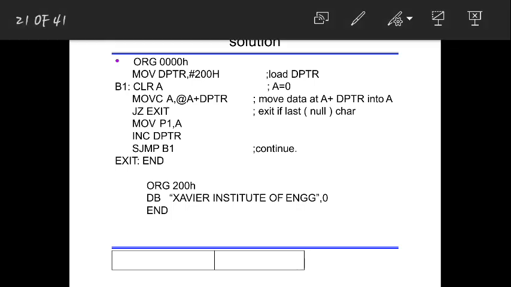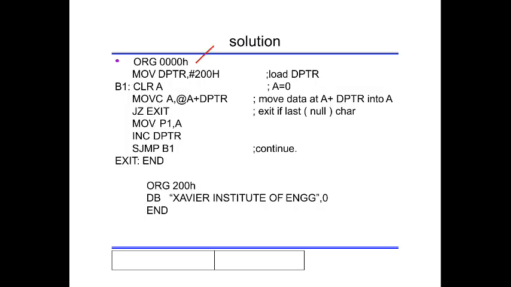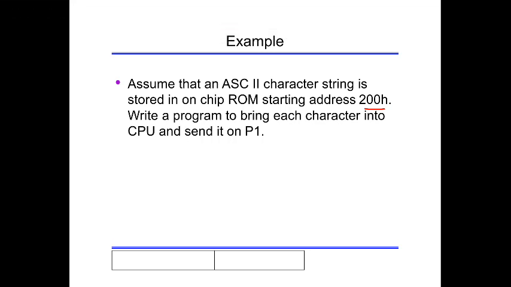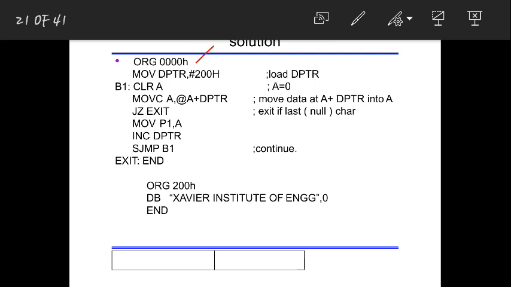See here, my program starts at 00 location. But here, see, MOV DPTR, #200. Why am I taking 200? At 200 location he asked us to store the ASCII characters. If he didn't mention any, you can take anything. Here he has taken something like Sagar Institute of Engineering. You can take a few letters. If he mentioned a particular string, then you need to take those characters only. If he didn't mention, just take your own few characters.